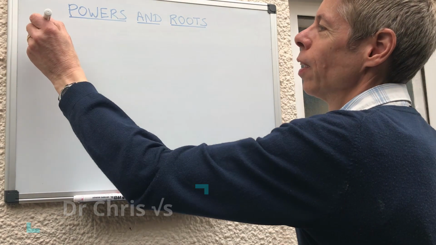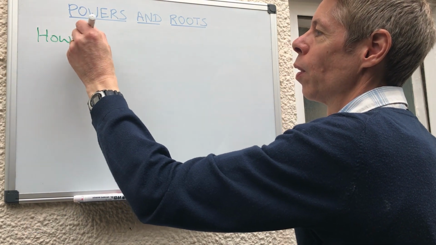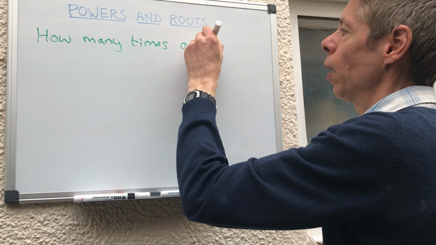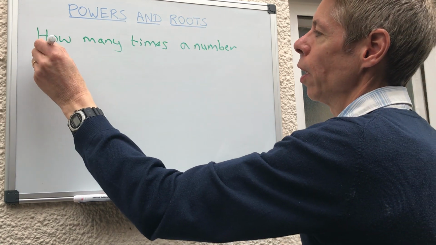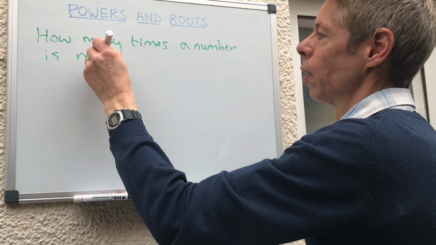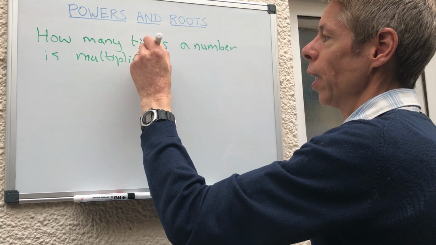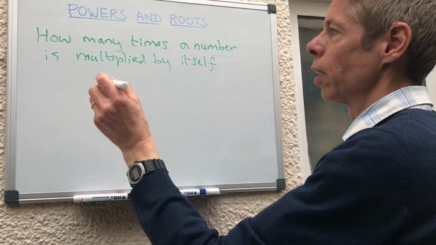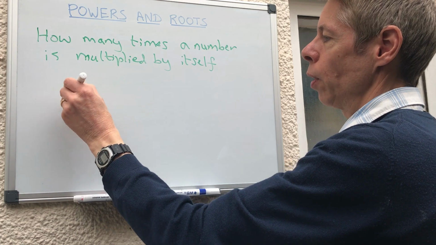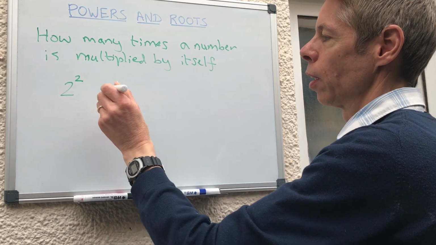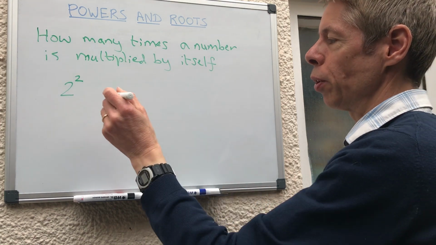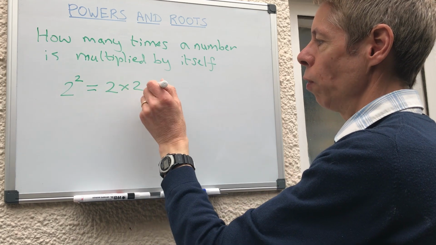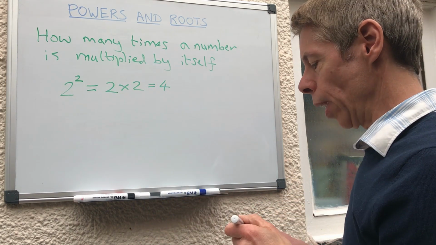So a power is how many times a number is multiplied by itself. So, in other words, if we write 2 like this and put a 2 there, we already know from the last video that means 2 squared. So that 2 means we are multiplying 2 by 2, obviously, which will give us 4. We don't need to worry about the answer particularly.